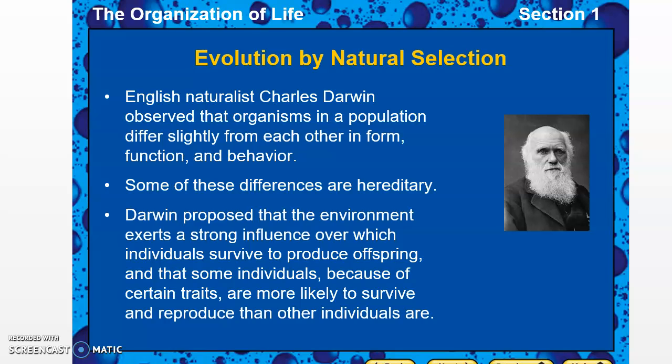Darwin suggested that the environment was one of the key factors in influencing whether individuals survive, so whether those animals can survive in the wild and go on to produce offspring. And the reason that they're able to go on and produce offspring and survive in the wild is because they have certain traits that allow them to survive and reproduce.